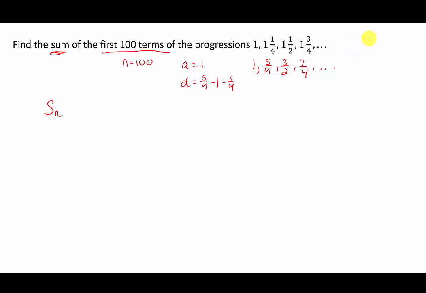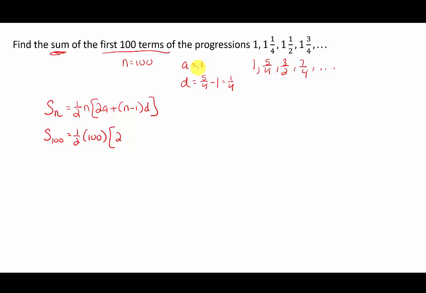I do not have a last term over here, so I definitely do not know the value of my last term. So I have to resort to my longer formula, 1/2 n times the quantity 2a plus n minus 1 times d. And then you just got to start plugging in what you know. So I'm trying to find the sum of 100 terms, so my n is 100.